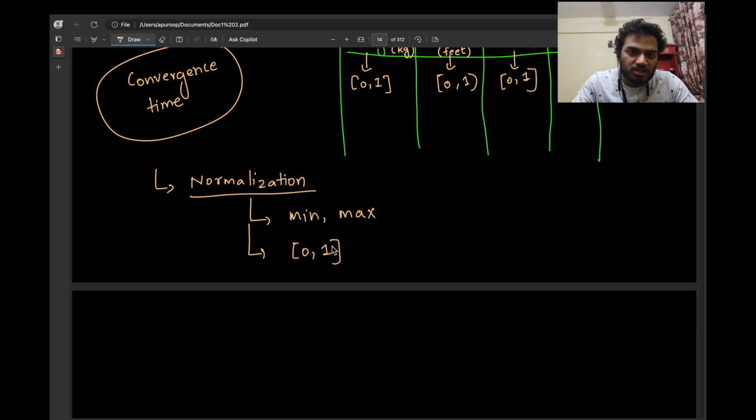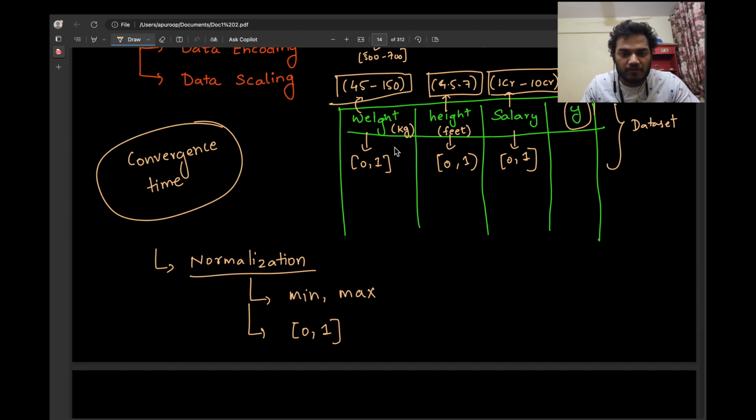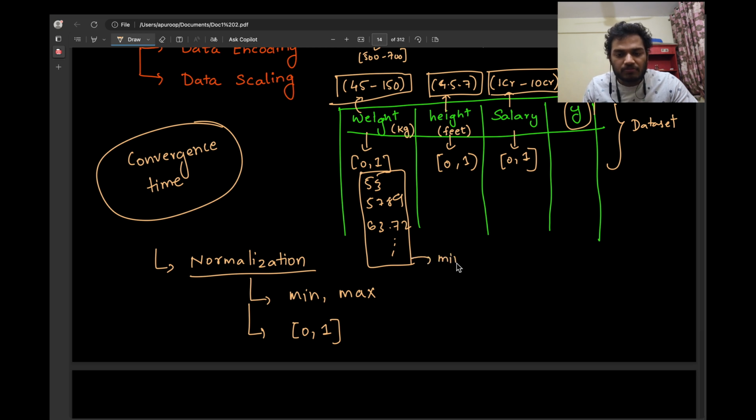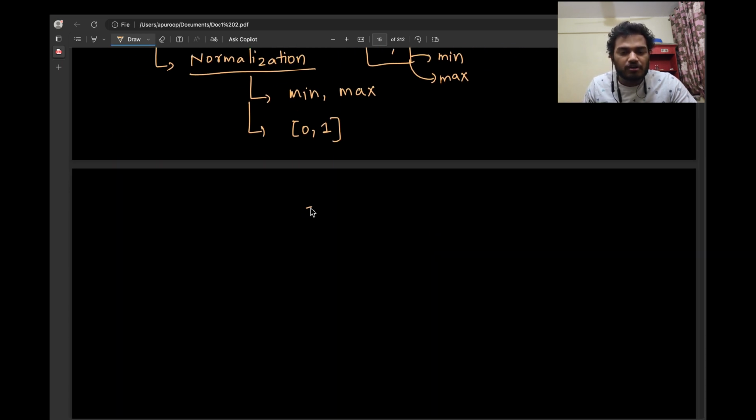And now let's try to understand how we are doing that. Let's say we have some specific weight values, so in the data set we have so many weight values like 53, 57.89, and 63.72. Like that, we'll have so many values, right? In all these values, we'll be finding the minimum, and also the maximum. And with the help of these two values, we'll adjust all these values to be in between 0 and 1. Now let's see how we can do that.